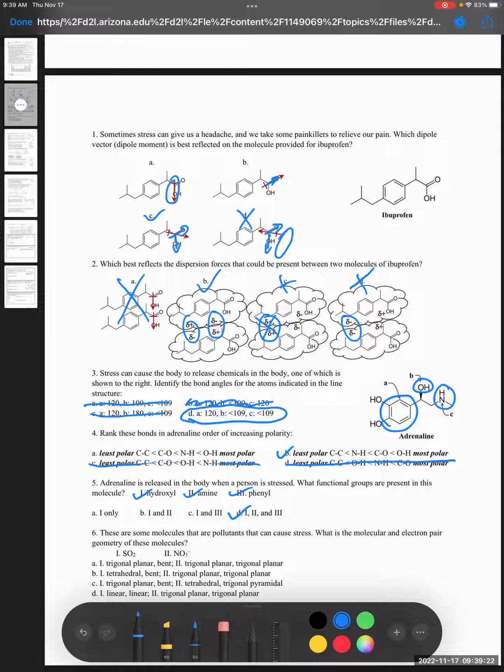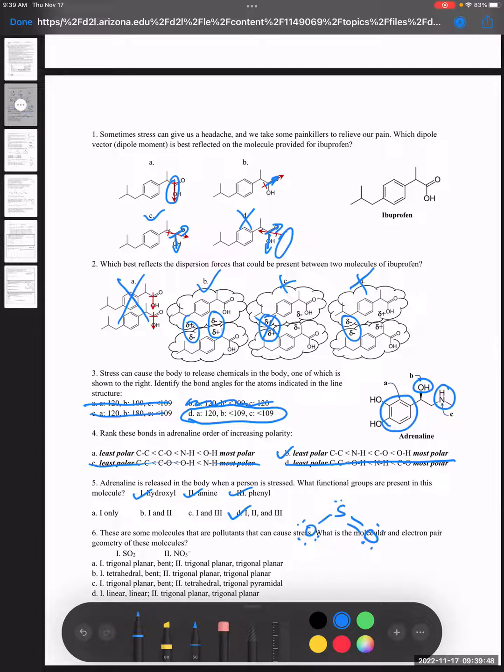Question 6. What is the molecular and electron pair geometry of these molecules? We are given SO2 and NO3 minus. For SO2, if you draw one of the Lewis structures, because it has resonance, you can draw two resonance structures for this. It's going to look something like this.